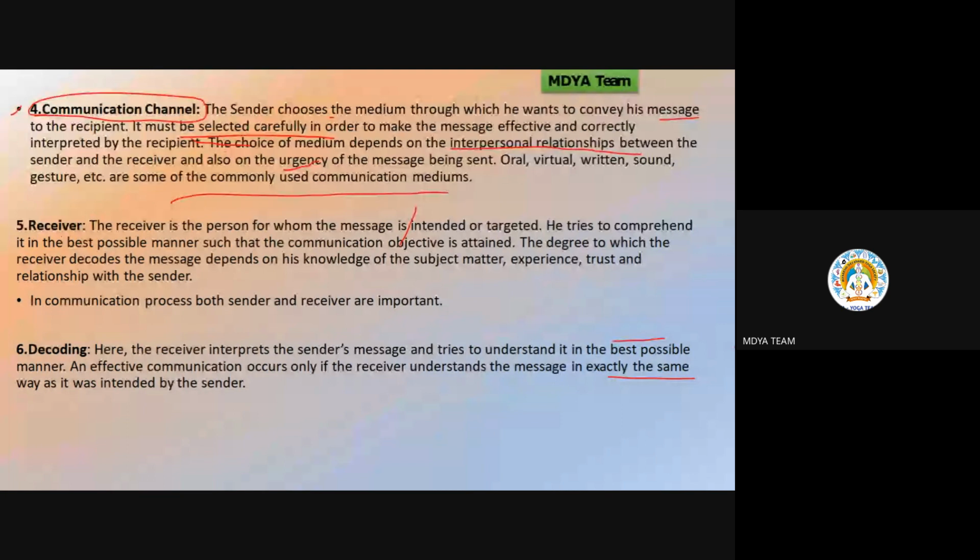Receiver, will tell. Ma'am, are you asking about receiver? Yes. Ma'am, a receiver is the person who receives the message or information from the sender. Encodes or decodes?